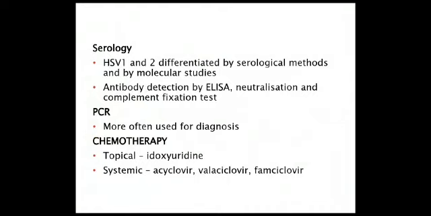Serology is usually used to differentiate type 1 and type 2. You can also do molecular studies, and antibody detection is usually done by using ELISA or neutralization tests. PCR can be one of the diagnostic modalities. Treatment is topical application. Idoxuridine can be used, or systemic. If the lesions are numerous, you can use a systemic antiviral drug. Most commonly used is acyclovir.